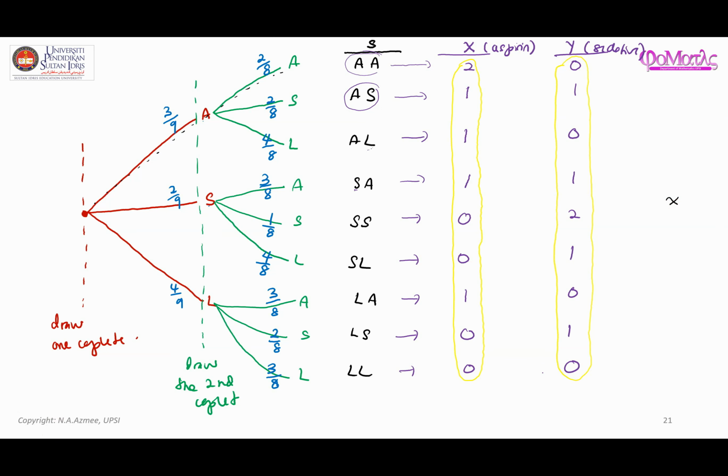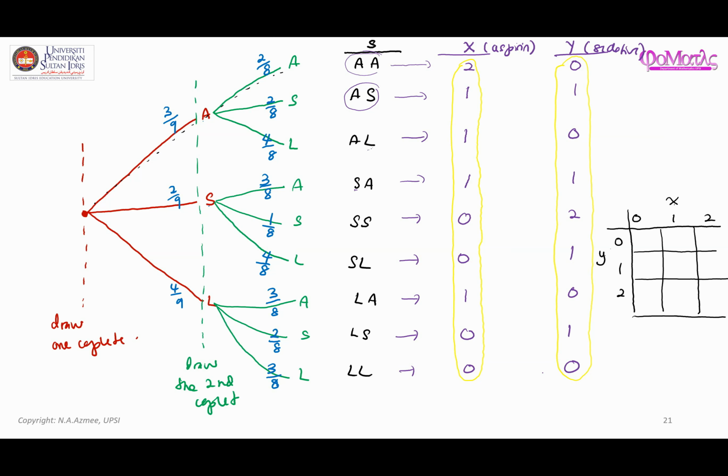So here we can construct a table with different values of x. For example, x0, x1, and x2. And then y, 0, 1, and 2. So here we've got a two-dimensional table. We are interested in the combination of these values x and y. So here we've got the table to list our joint probability distribution.